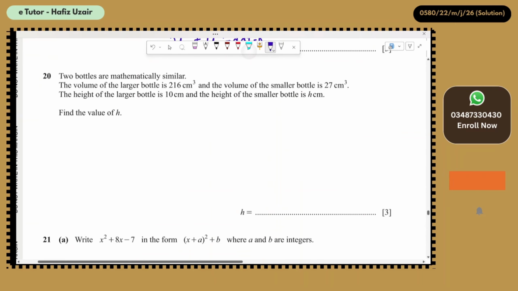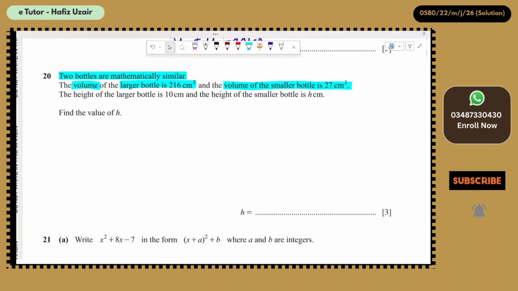Question number 20: you have two bottles that are mathematically similar. The volume of the large bottle is 216 and the volume of the smaller bottle is 27 cm cube. The height of the larger bottle is 10 centimeter and the height of the smaller bottle is what you need to find.